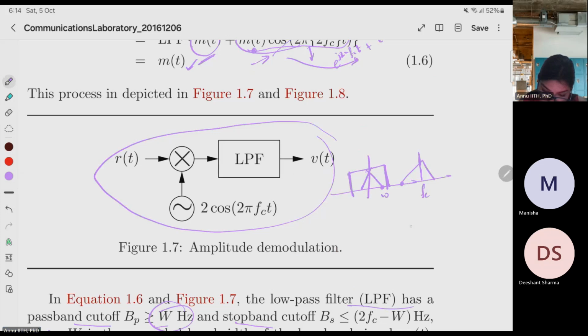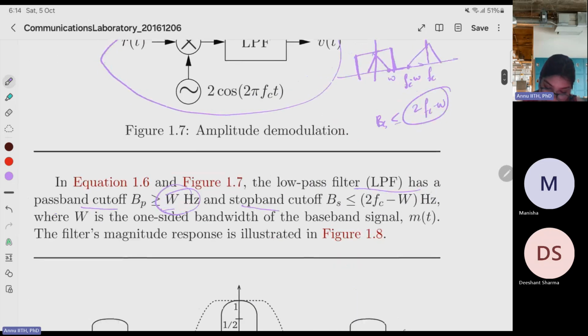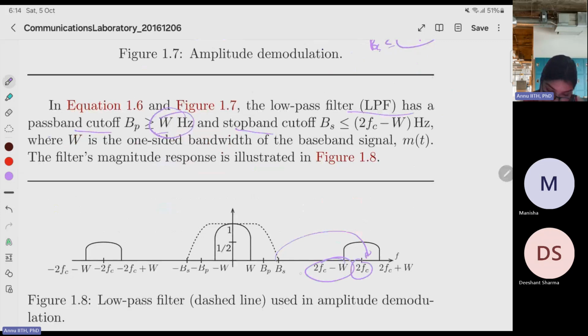Okay, and what is the difference here? What is the space here? So fc minus W. Okay, so B should not be less than or equal to 2fc minus W. Why? Because you are just shifting to 2fc. That's right, 2fc minus W, it should be less than that.